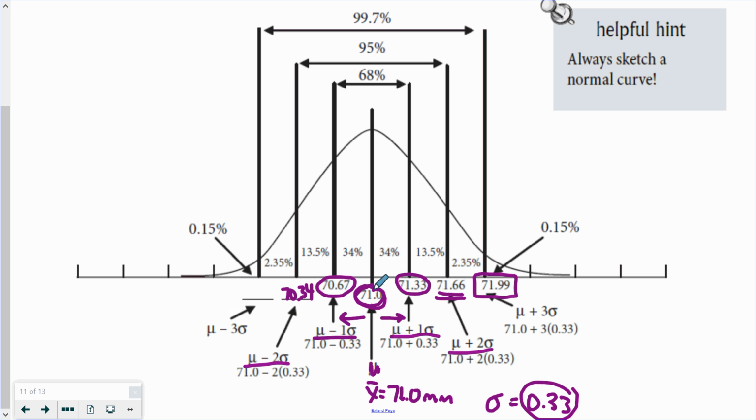And then I could go 71.0, subtract 3 times 0.33, gets me 70.01. And so that's my 99.7. So 99.7% of the data falls between 70.01 millimeters and 71.99 millimeters for supplier A.